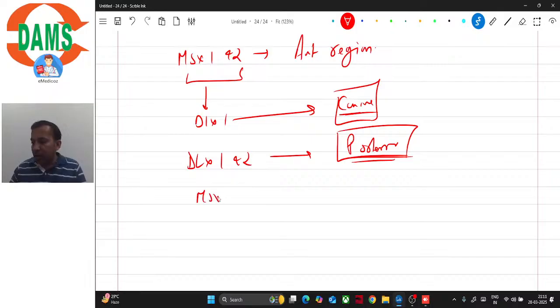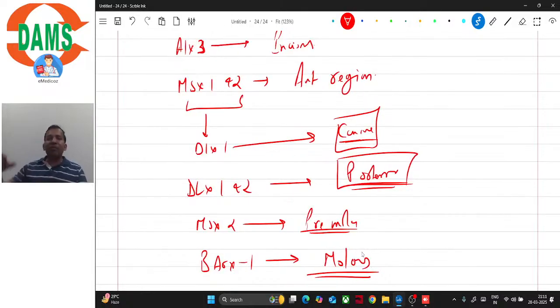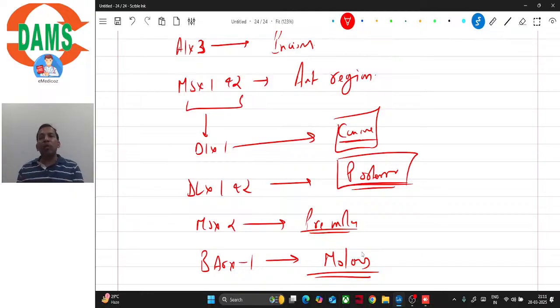But MSX2 also overlaps in premolar region, and BARX1 is specific for molars, right? So BARX1 is specific for molars, ALX3 is specific for incisors, MSX and DLX. Though MSX is specific for anteriors and DLX for posteriors, they overlap in the canine premolar region. Is it clear? So these are some of the genes that you need to remember, right?